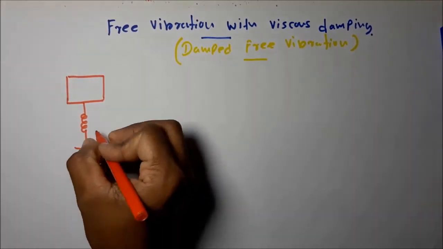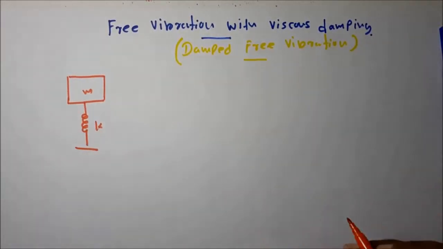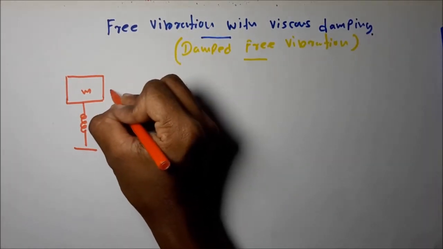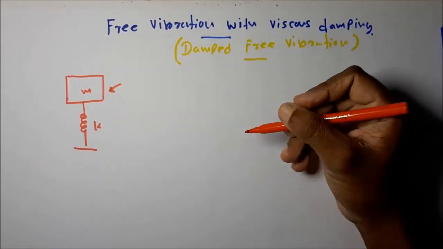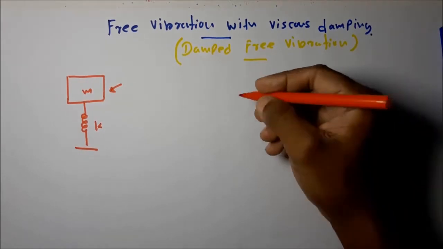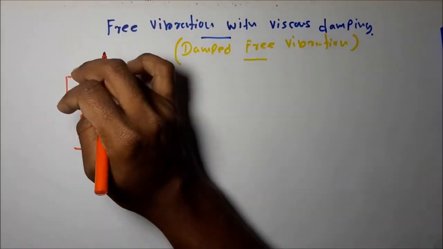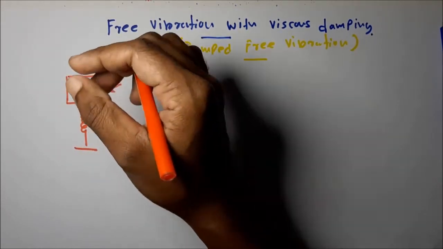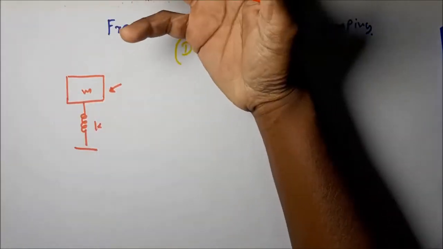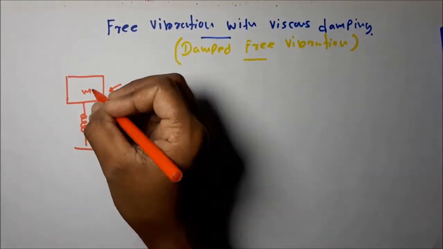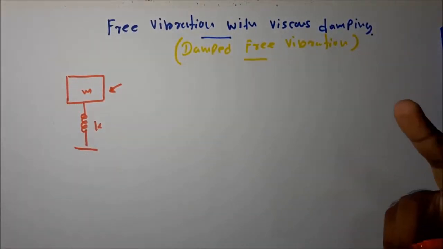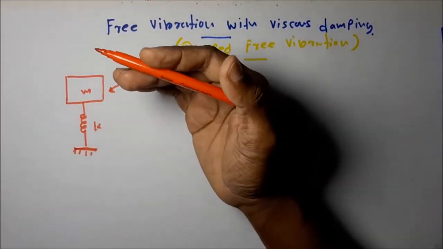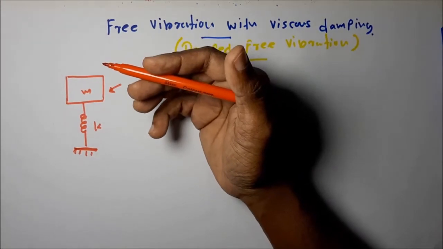This kind of system we considered. In a free vibration, there's an initial energy transferring activity. That means we are giving kinetic energy to the mass M, or we are giving potential energy to the spring. That means we are compressing the spring and then releasing it, or we are giving a certain velocity to the mass. There are two methods to give energy to this kind of system: in the form of kinetic energy, or in the form of potential energy.